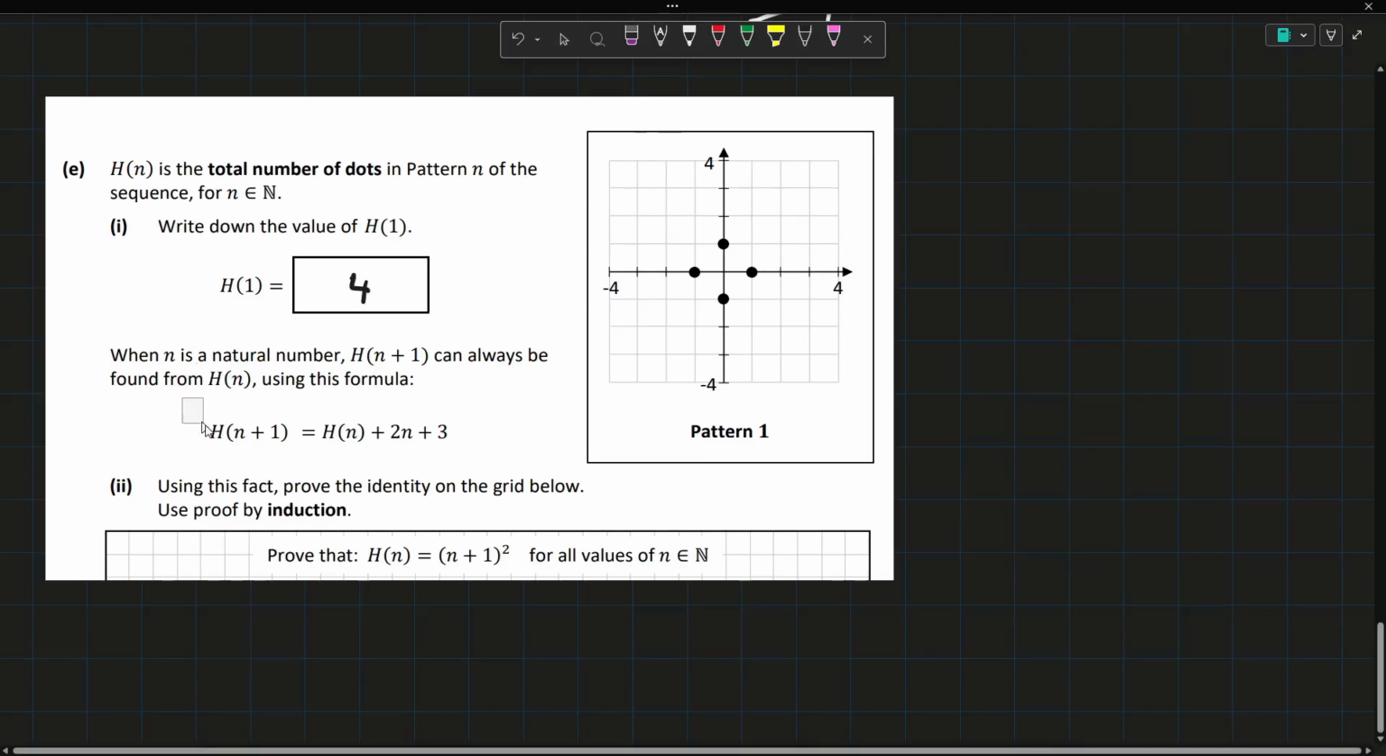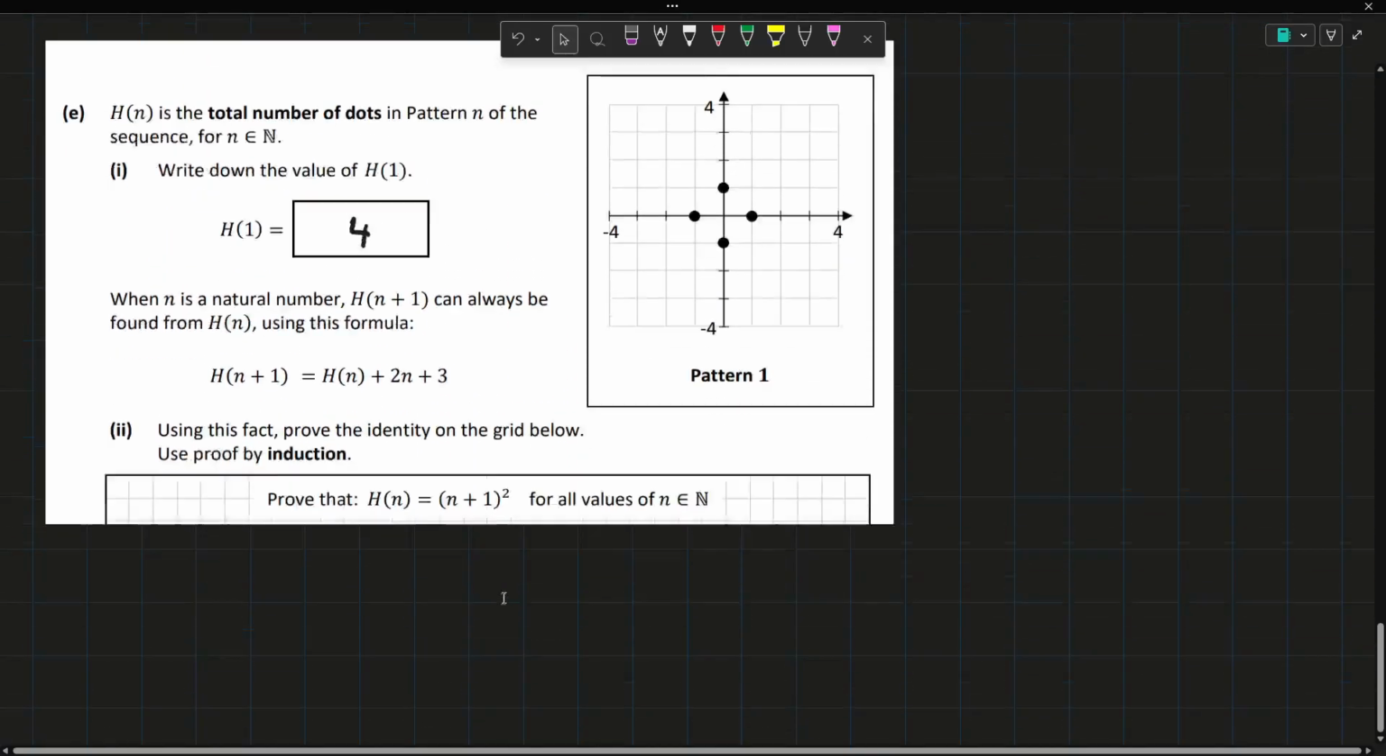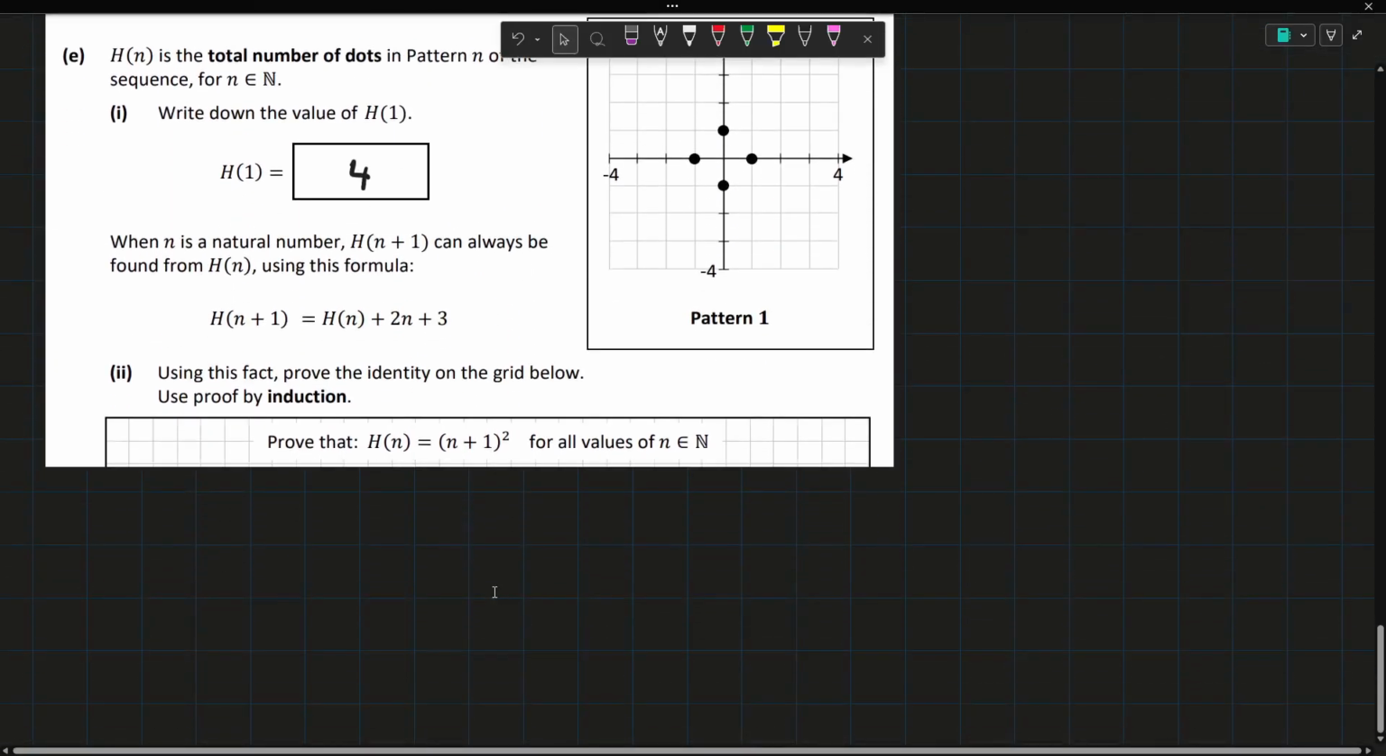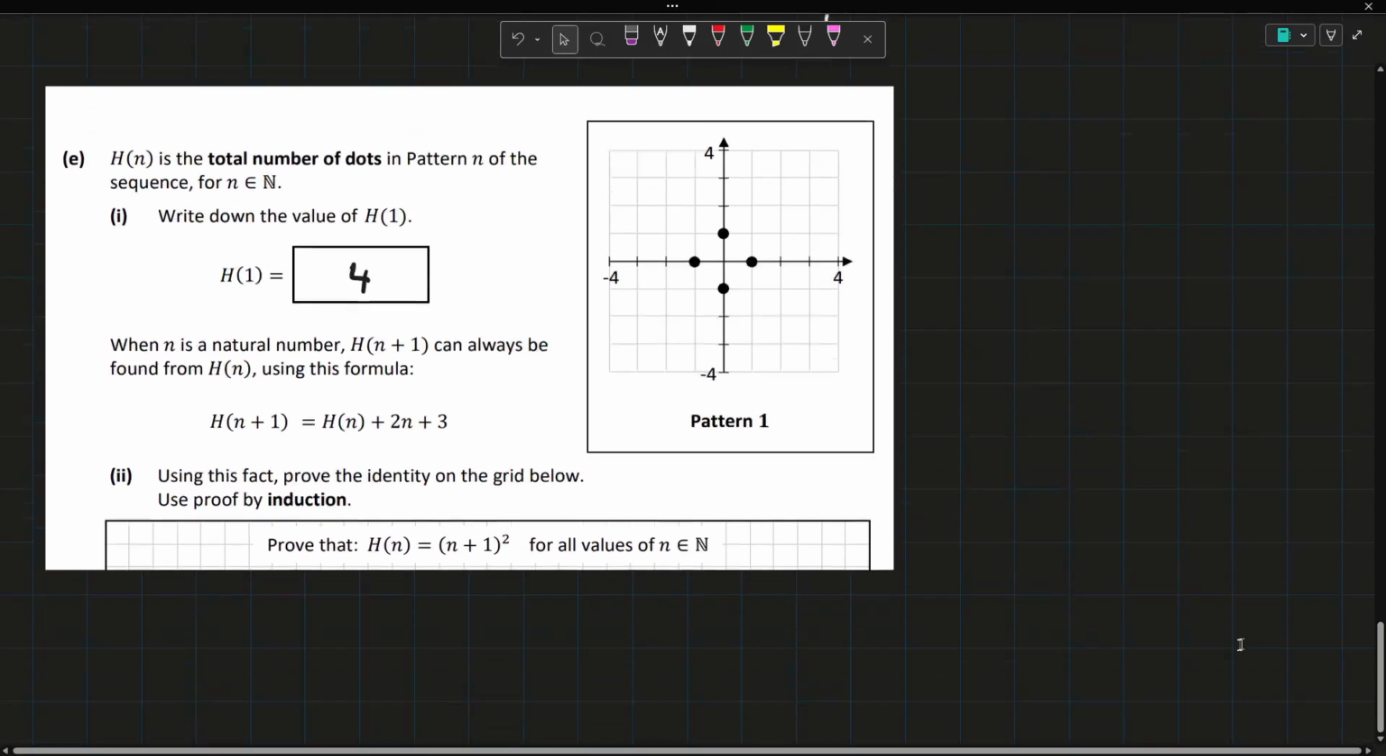Then we're told this identity, that h of n plus 1 is always equal to h of n plus 2n plus 3, and we're asked to use that fact to prove using induction that h of n is equal to n plus 1, the whole thing squared. So for induction, I'm just going to go through the steps, not the visual reason or how it works.